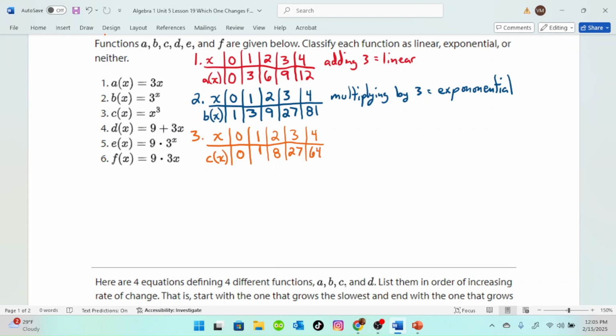You can see we are not adding by the same amount every time, and we are not multiplying by the same amount every time. So this is neither.